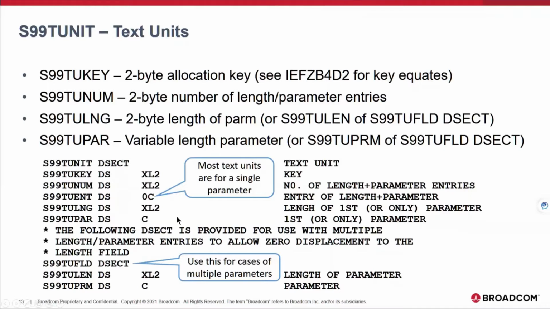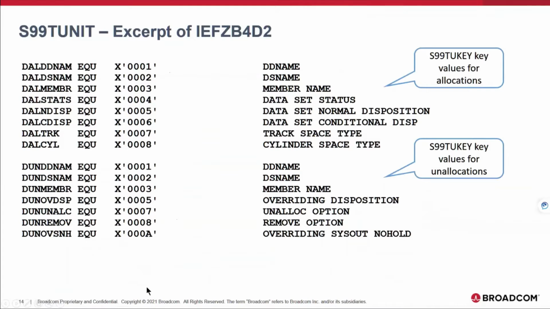But for fields that may repeat, like a volume serial number, you would use this DSECT to map the second and subsequent entries, where it's the length followed by the variable length parameter. And here's just an excerpt out of that IEFZB4D2.